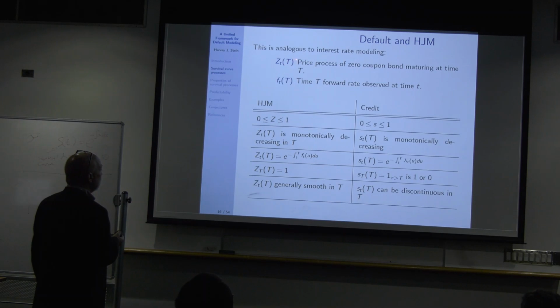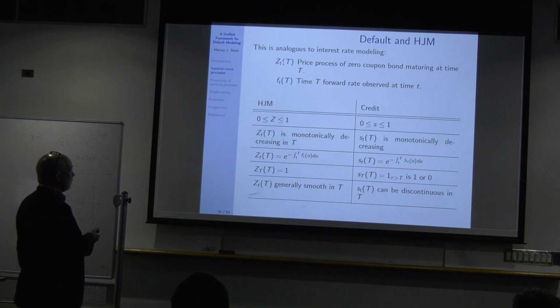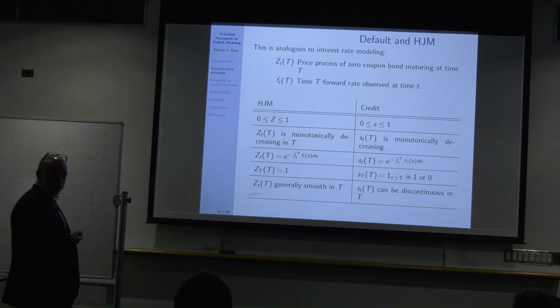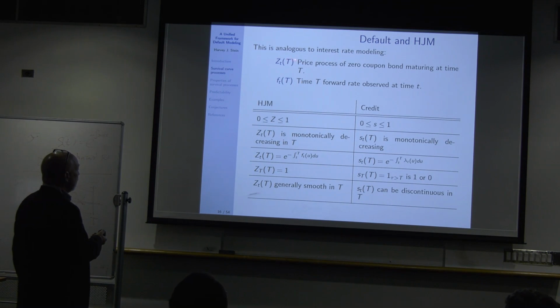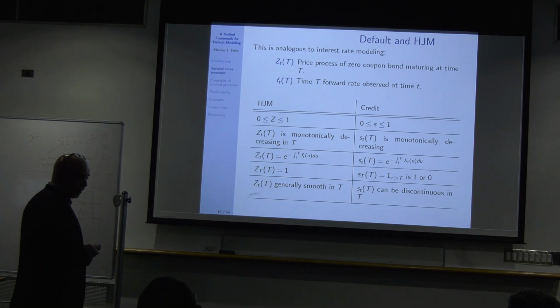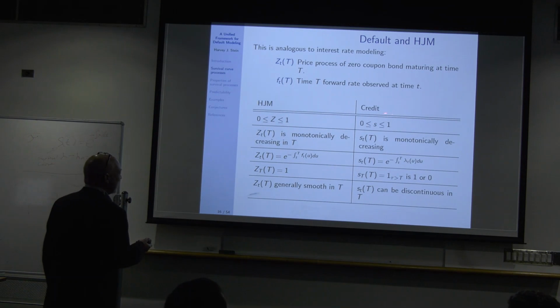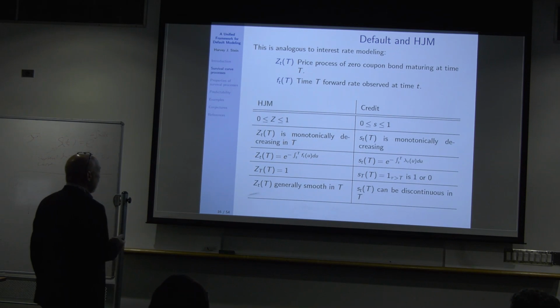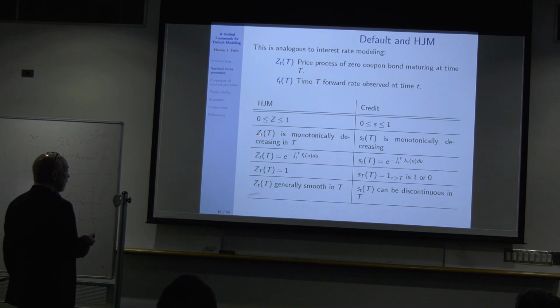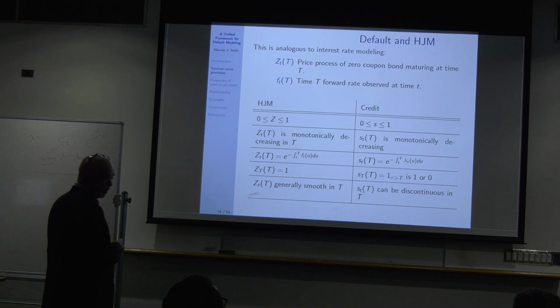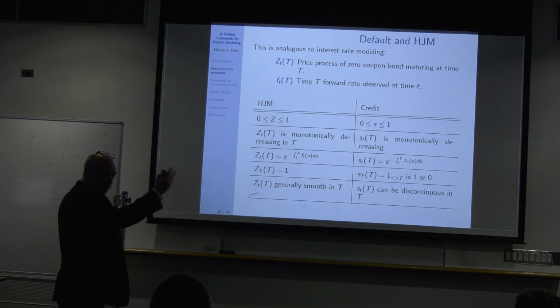So if we think about the price process, like a zero coupon bond price process, at time little t, getting $1 at time cap T. And we have f sub little t of cap T, the forward rate for cap T observed at little t. We have the price process is between 0 and 1, barring negative rates. And the survival probability is between 0 and 1. The prices are monotonically decreasing in cap T, just like the survival curves are. The survival curve effectively looks like a discount curve.